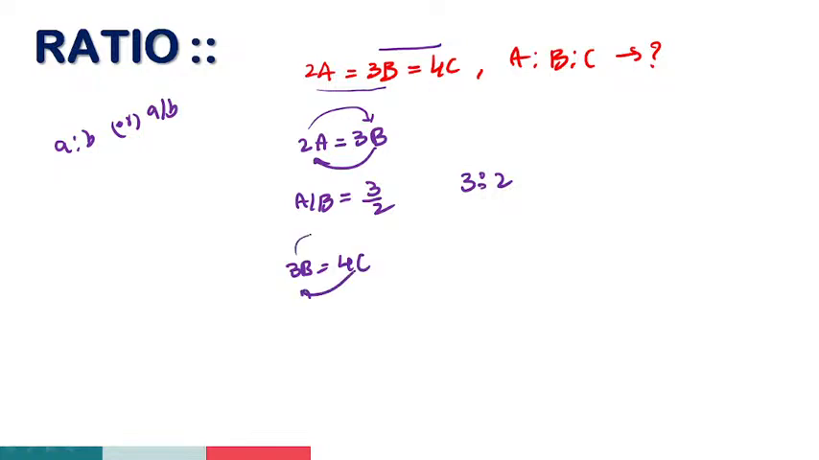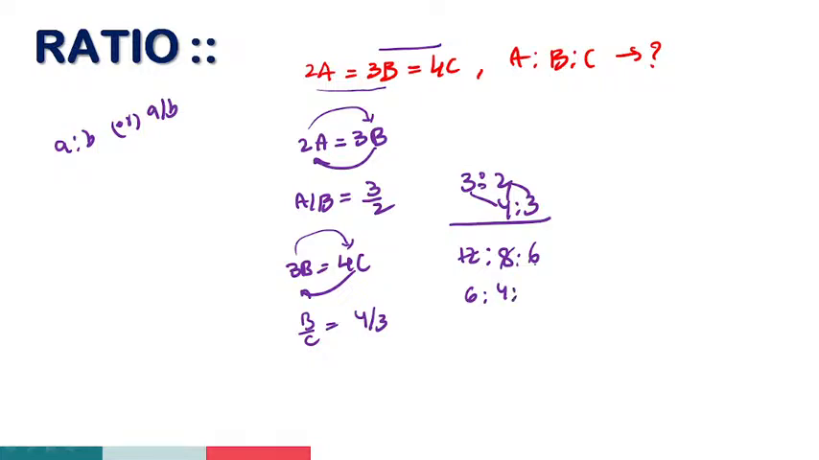Next take these two values: 3b is equal to 4c. Bring c to this side and take the 3 to the other side. Then b by c is equal to 4 by 3, that is 4 is to 3. Now the shortcut: 3 4s are 12, 2 4s are 8, 2 3s are 6, and there is cancellation. So the answer is 6 is to 4 is to 3.